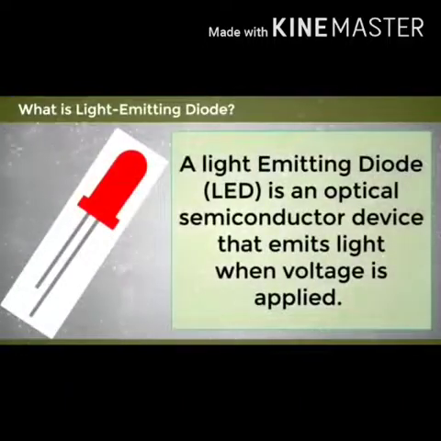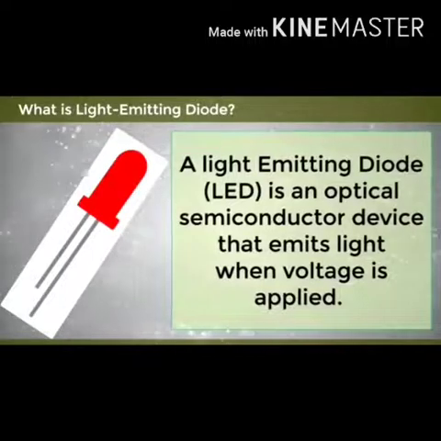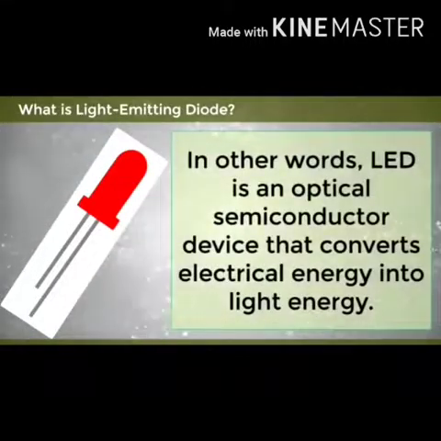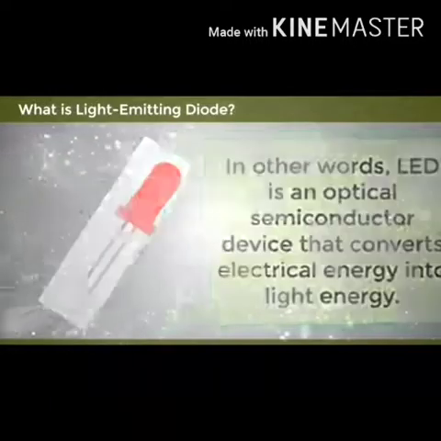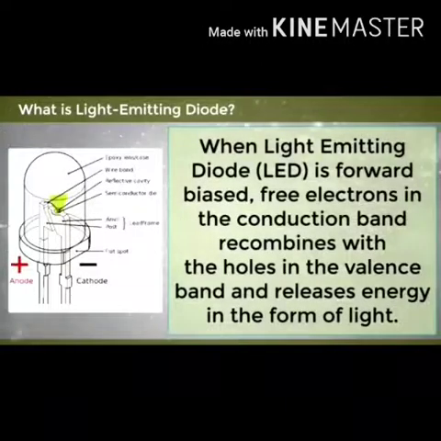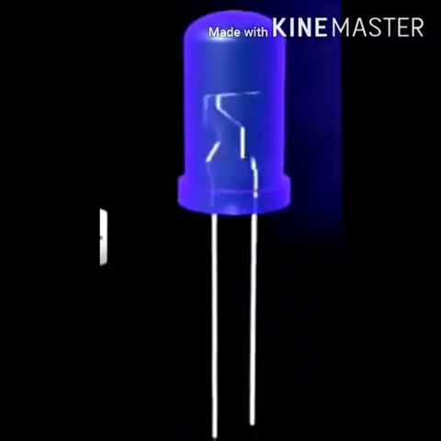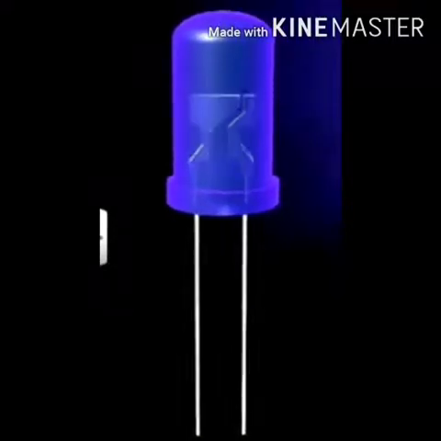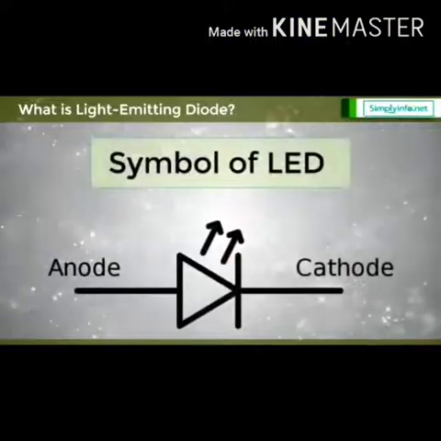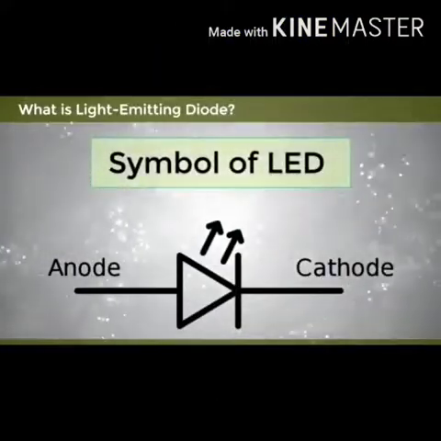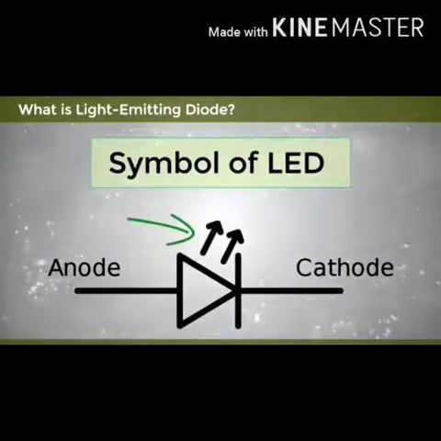A light emitting diode is an optical semiconductor device that emits light when voltage is applied. In other words, an LED is an optical semiconductor device that converts electrical energy into light energy. When a light emitting diode is forward biased, free electrons in the conduction band recombine with holes in the valence band and release energy in the form of light. A transparent window is used to allow light to travel in the desired direction. An external resistor in series with a biasing source is required to limit the forward current through the LED. In addition, it has two leads, anode and cathode.